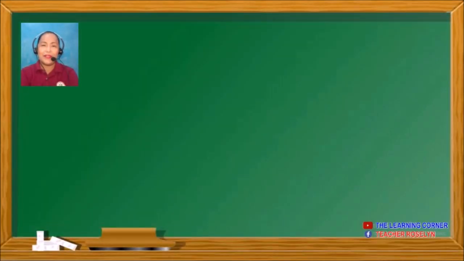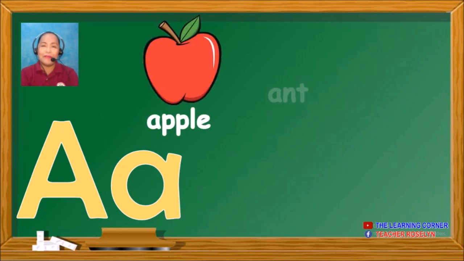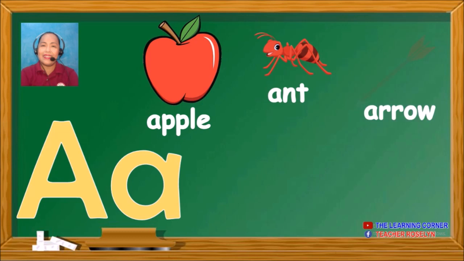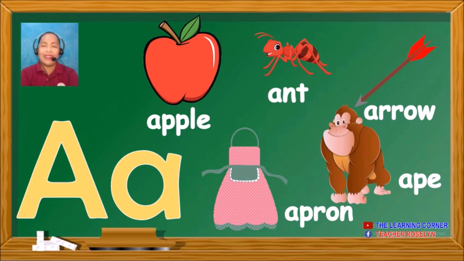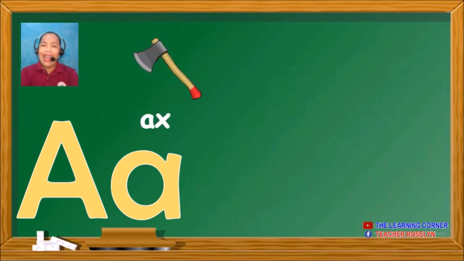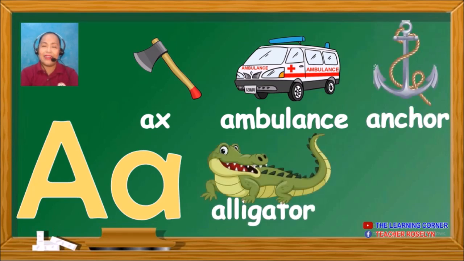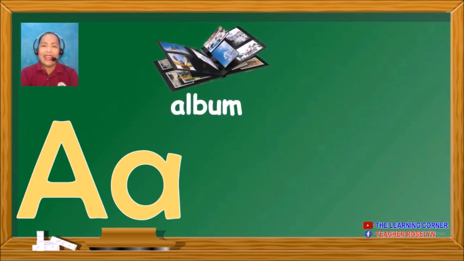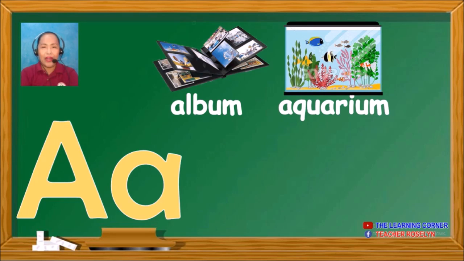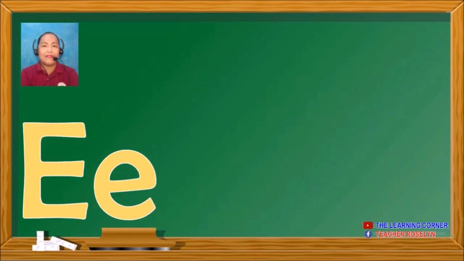Now, let us review the things that begin with a vowel letter. Starting with letter A. Apple. Ant. Arrow. Apron. Ape. Ambulance, anchor, alligator, antenna, album, aquarium, avocado, airplane.